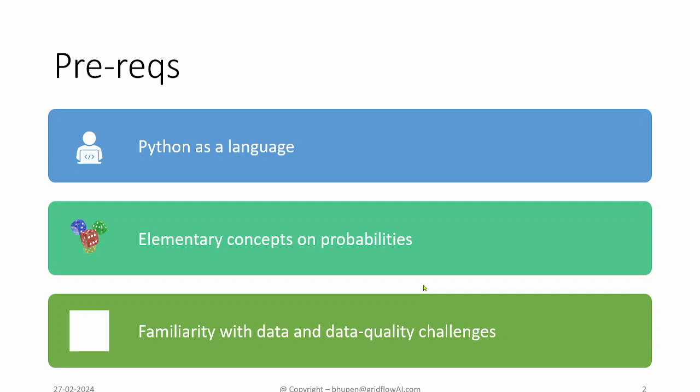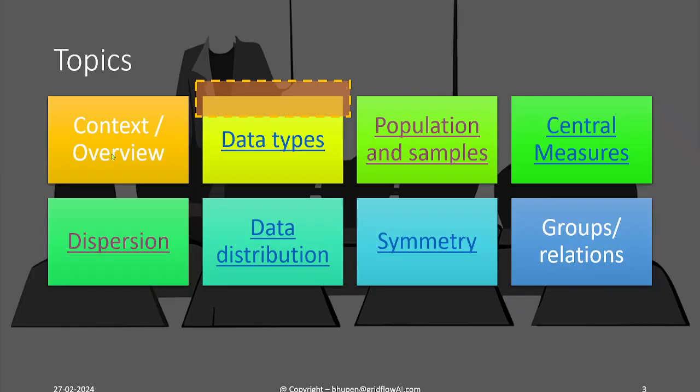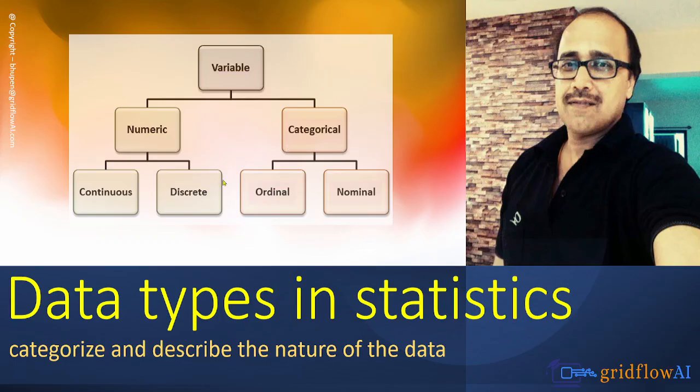In the previous video, we talked about the context and overview as to why we need to know statistics and maths for data science projects. In this particular video, we'll talk about the typical data types that we encounter in statistical projects, or rather data science projects, where we have to look at data from a statistical angle. So, for example, variables, what are the types of variables, numeric and categorical, and so on and so forth.